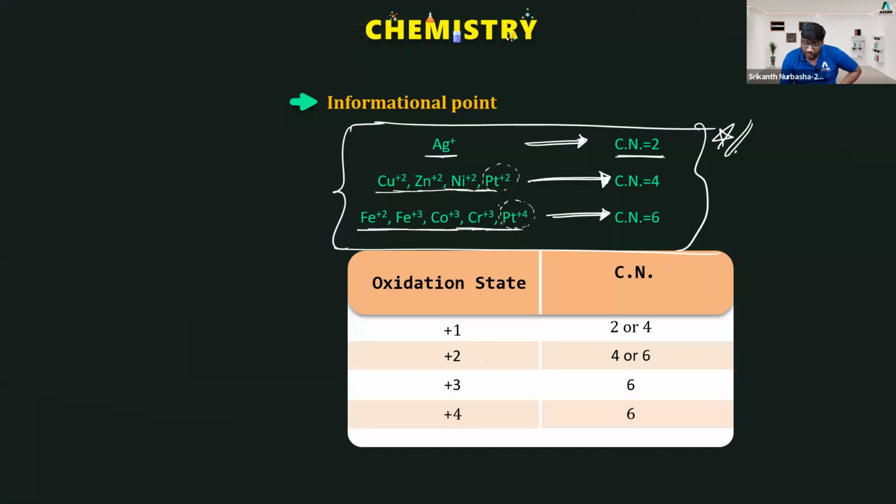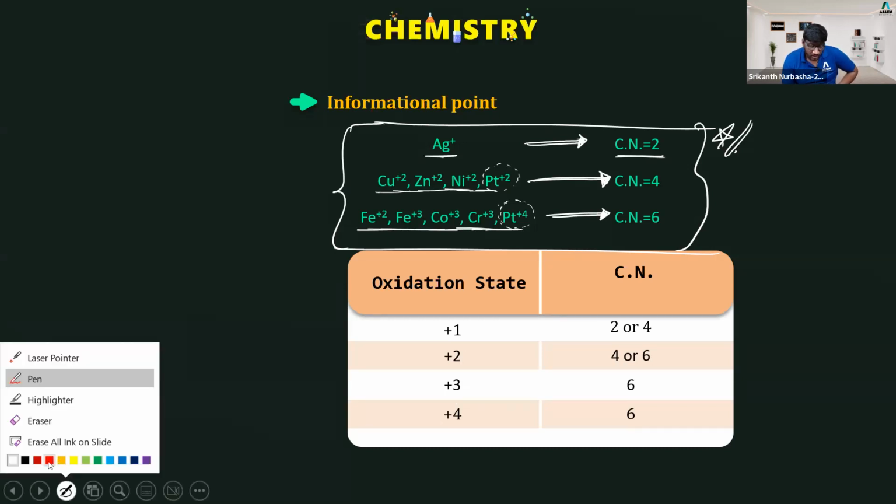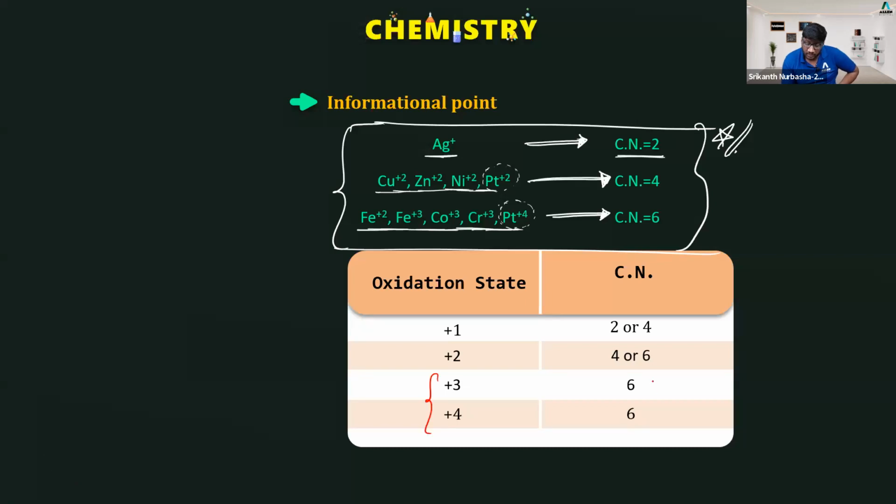Oxidation state +1, coordination number will be 2 or 4. Oxidation state +2, coordination number 4 or 6. We look at different types of complexes. First, you should be thorough with the terminologies and all the basic stuff. Oxidation state +3 or +4 means you will have coordination number 6 directly. +2 means you can have 4 or 6. +1 means you can have 2 or 4.